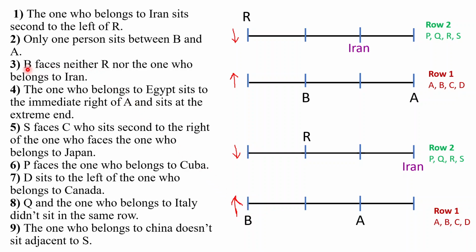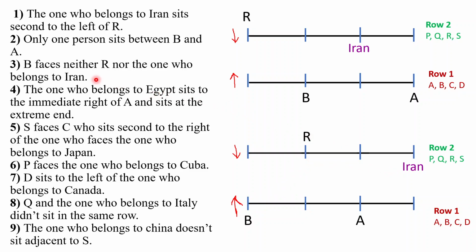Now clue 3 says B faces neither R nor the one who belongs to Iran. So in case number 1, B is neither facing R nor the one who belongs to Iran, and similarly in case number 2 also, B is neither facing R nor the person who belongs to Iran.